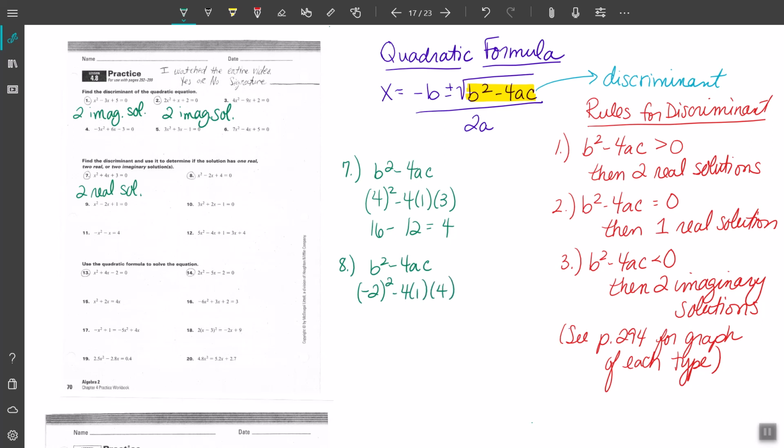All right, and then from there I get 4 minus 16. So here I end up with a -12, which matches up with our scenario in number 3. Our discriminant is less than 0, so number 8 would have two imaginary solutions.